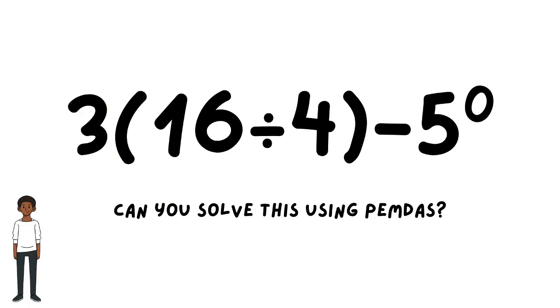Welcome back. Today we are calculating this order of operations problem. 3 times 16 divided by 4 minus 5 to the 0 power. Let's break it down step by step using PEMDAS so we don't fall into any common arithmetic traps.